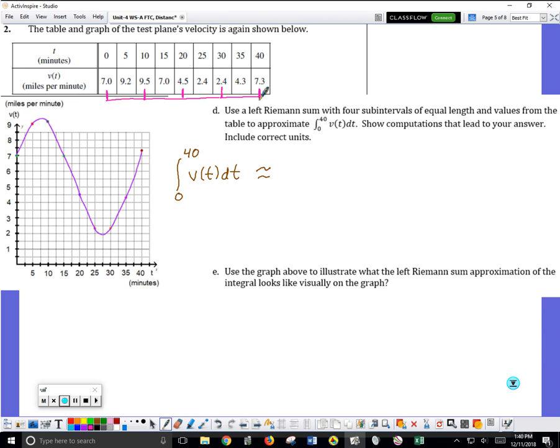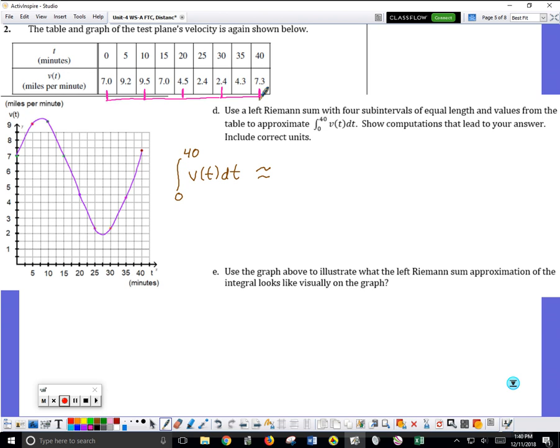So is the only reason we know where we can split them because it says equal length? Yes. For the questions that don't say equal length, they're still solved like the intervals. For the AP test, they will always specify left, right, midpoint, or trapezoidal. And they will always specify the number of subintervals. They'll give enough information so you can determine what those subintervals should be. So they'll just tell you.